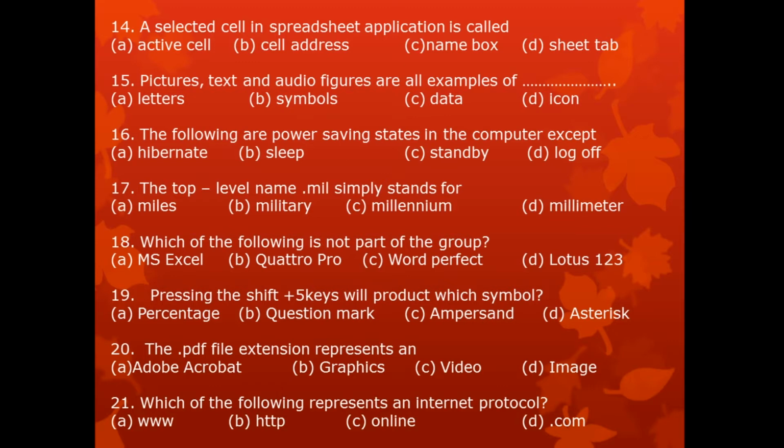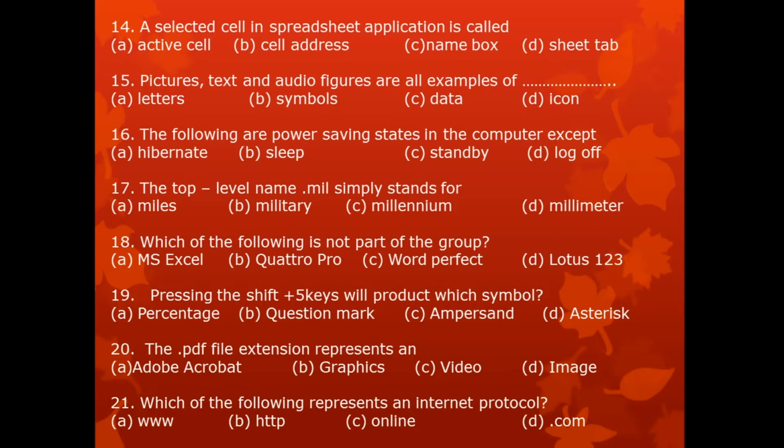A. www, B. http, C. online, D. .com. A. www, which stands for World Wide Web, B. http, which stands for Hypertext Transfer Protocol, then C. online, then D. .com, which stands for commercial.